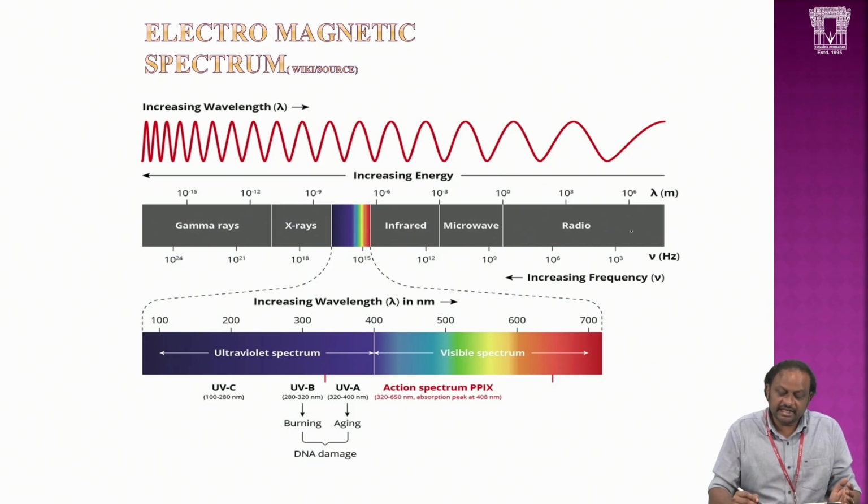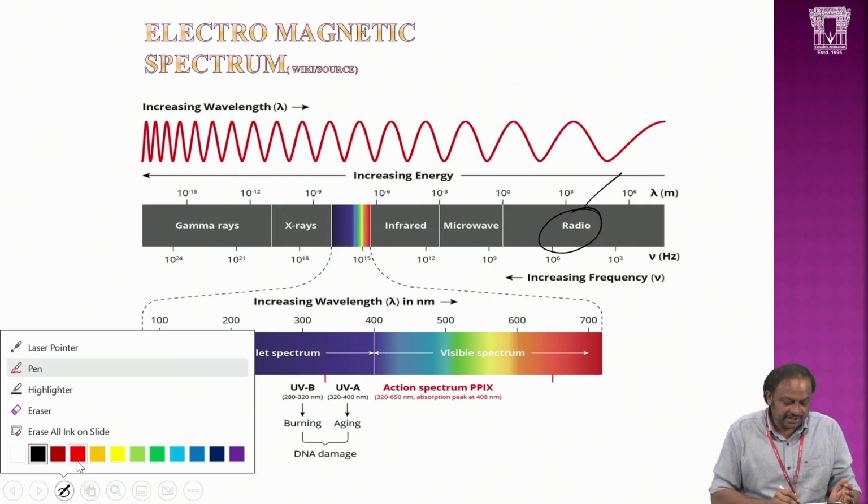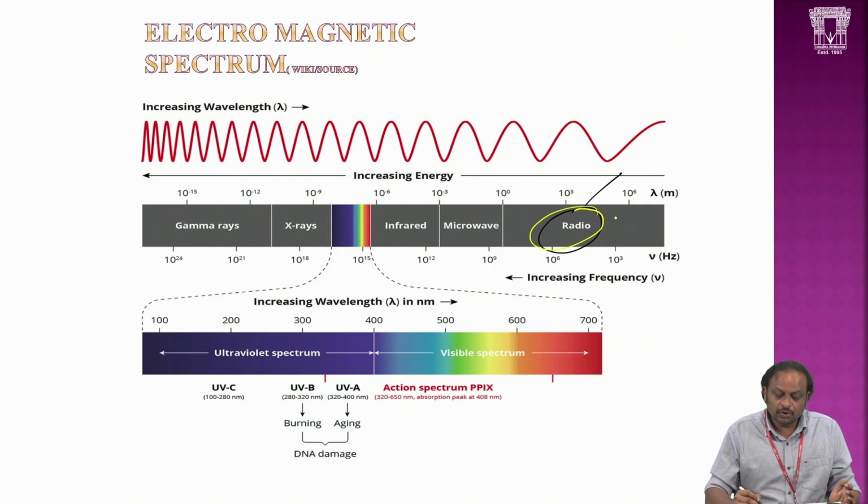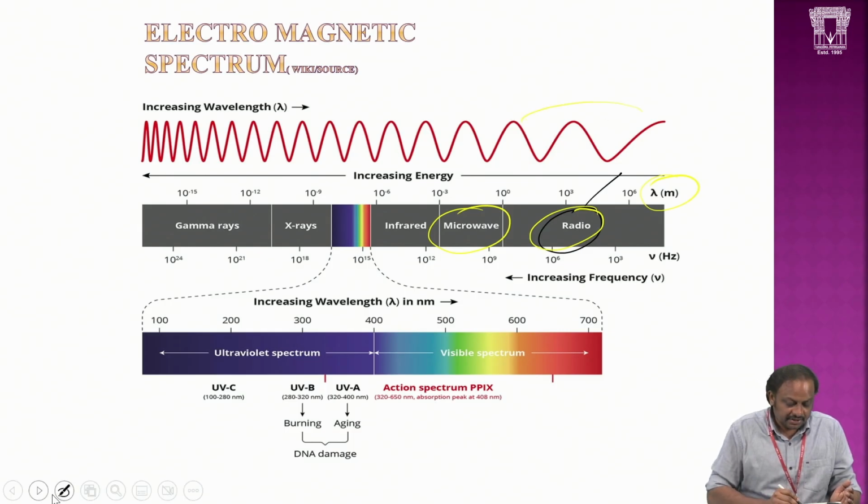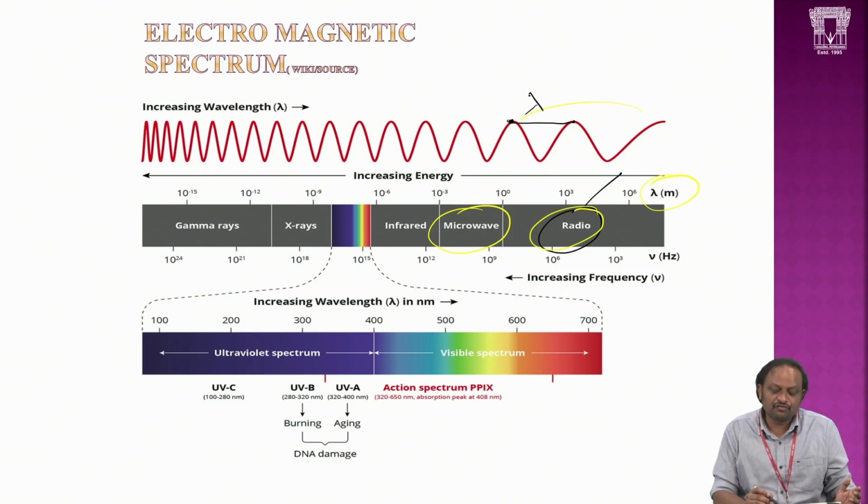For example, it starts from radio waves. Radio waves have a wavelength of about 10 to the power of 3, and microwaves have a much shorter wavelength. Here it is shown. Let me just draw this. Measured from trough to trough or crest to crest, this is the wavelength, represented by lambda.